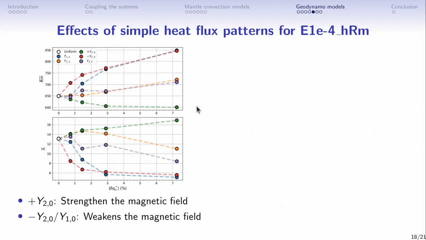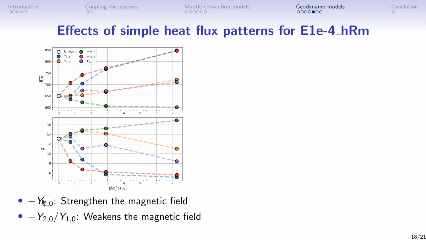So here I will show how the large-scale heat flux patterns affect the behavior of the most standard case at an Ekman number of 10 to the minus 4. I will show the average value of the magnetic Reynolds number and the Elsasser number as a function of the amplitude of the patterns. And the color corresponds to the different patterns. The white dot is the simulation without heat flux heterogeneities.